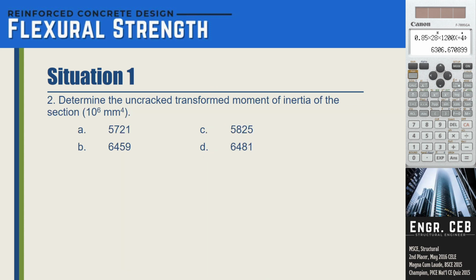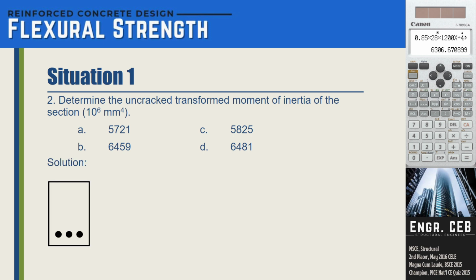Next. Determine the uncracked transformed moment of inertia of the section. Naturally, if concrete is subjected to extreme tensile stresses, it will start to crack. If we are asked to determine the uncracked transformed moment of inertia, this is the stage wherein the concrete under tension is not yet cracked. That is why it is called the uncracked transformed moment of inertia.